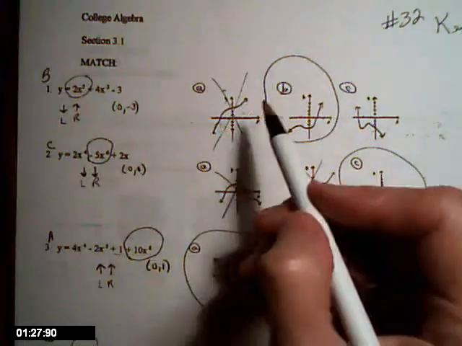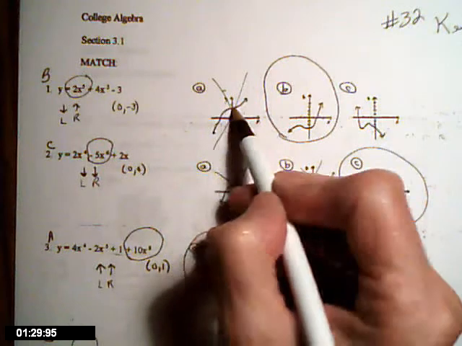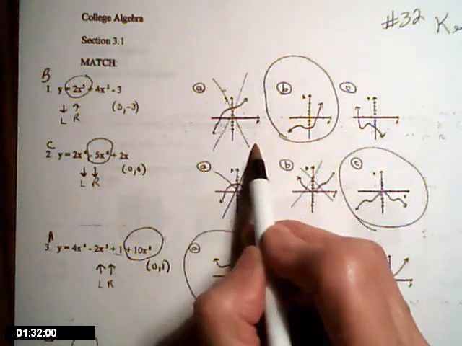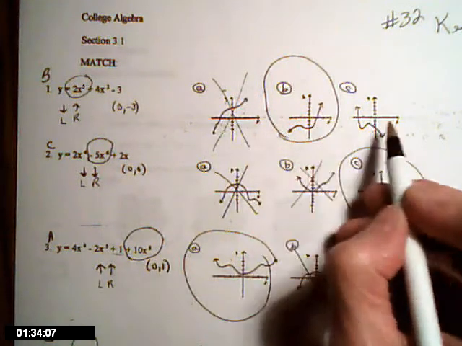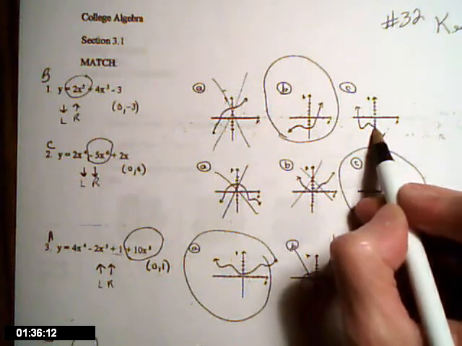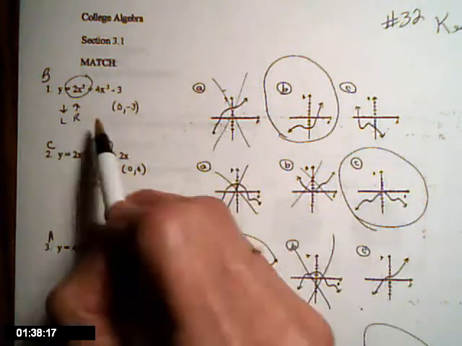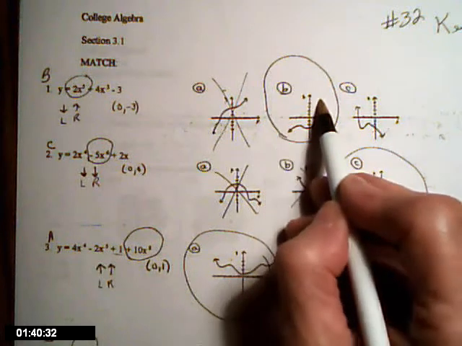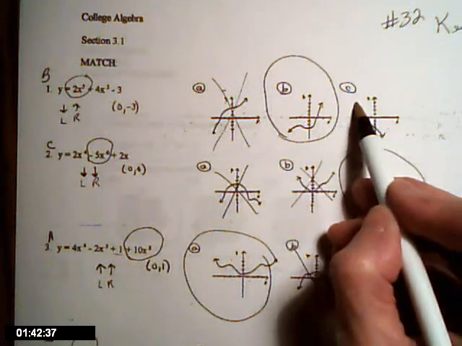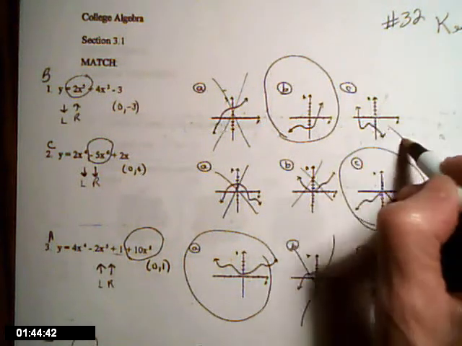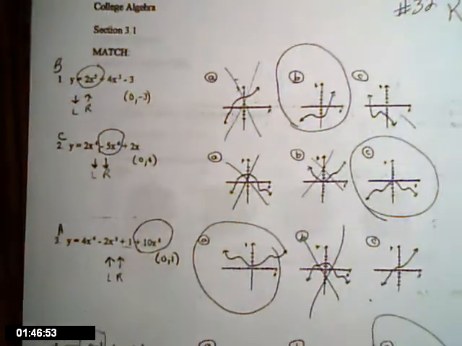Now the first thing I'm going to look at is this y-intercept is positive 3. It can't be that one. Here's a negative 3, here's a negative 3. But look at your directions. It must start down and end up. Number C starts up and ends down, so it can't be that one. So it is graph B.